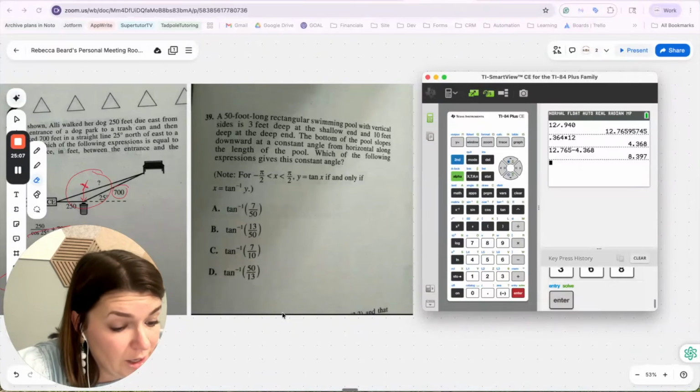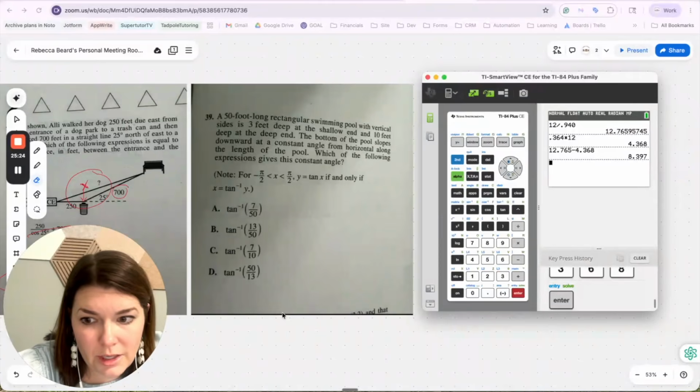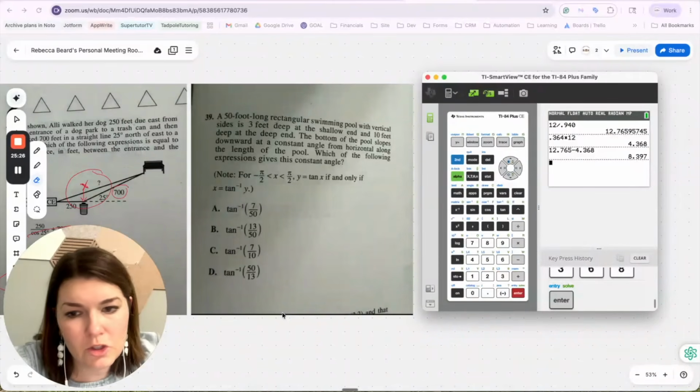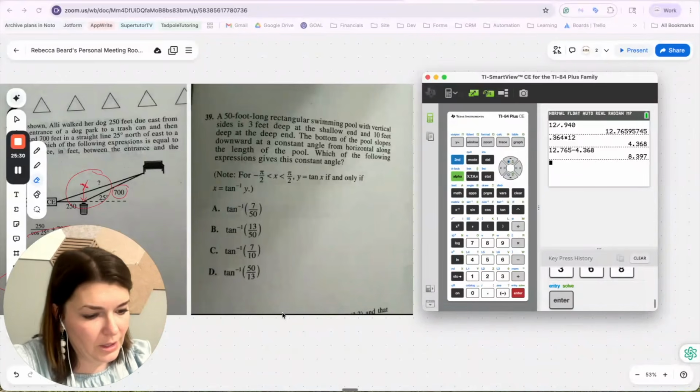So on 39, there's a lot going on. A 50-foot long rectangular swimming pool with vertical sides is 3 feet deep at the shallow end, 10 feet deep at the deep end. The bottom of the pool slopes downward at a constant angle from horizontal along the length of the pool. Which of the following expressions is going to give you that constant angle? And on the situation, I don't want you to stress about the -1 that's floating with tangent. Just don't worry about that right now.